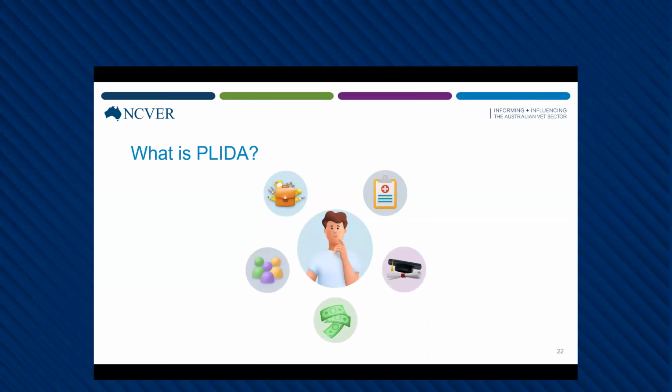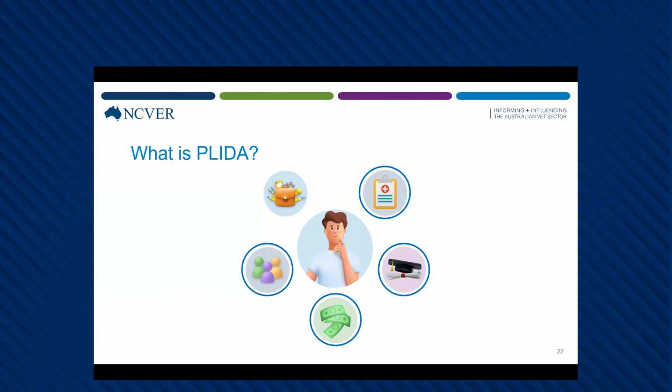PLIDA is a secure data asset combining information on health, education, government payments, income and taxation, population demographics, and employment over time. It can provide us with insights about various VET student and training cohorts, their characteristics and associated enrolments in education and training, as well as their education, employment and occupation outcomes. Data from many government and government-related agencies, such as NCVER, supply data to the ABS for linkage.